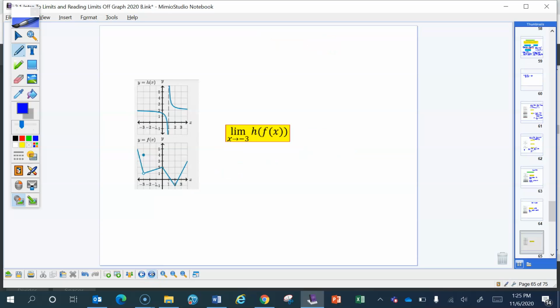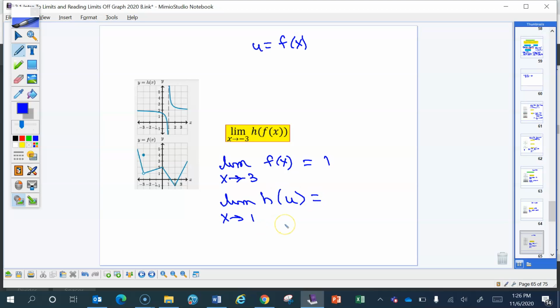All right, in the next example, again, I'm going to do the limit as x approaches -3 of f of x, and I should have made the statement that we're going to let u equal f of x. So the limit as x approaches -3 of f of x is equal to 1. Now the limit as x approaches 1 of function h of u is going to equal, well, if we go to graph h, the limit as x approaches 1 on graph h does not exist, so this one also does not exist.